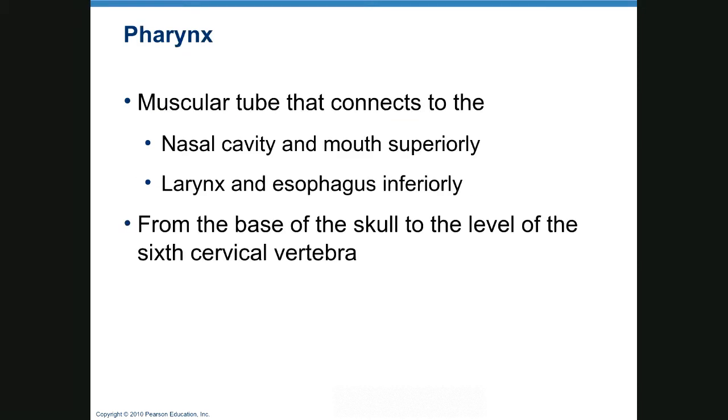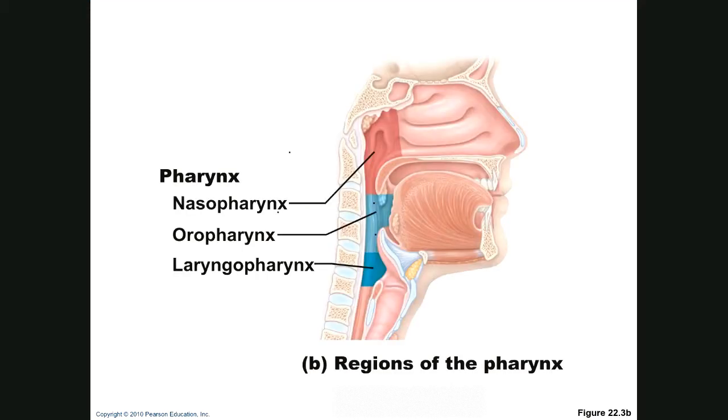Now, the pharynx is a muscular tube that connects the nasal cavity and mouth superiorly, and then the larynx and esophagus inferiorly. And it goes from the base of the skull to the 6th cervical vertebra. So here we have our pharynx. The nasopharynx is the part above the uvula right in here. This is your oropharynx, and then here is your laryngopharynx.